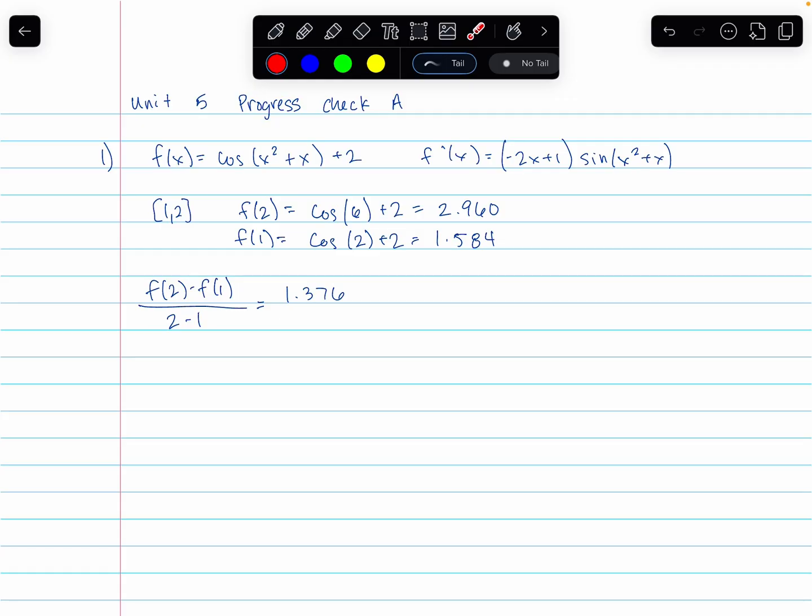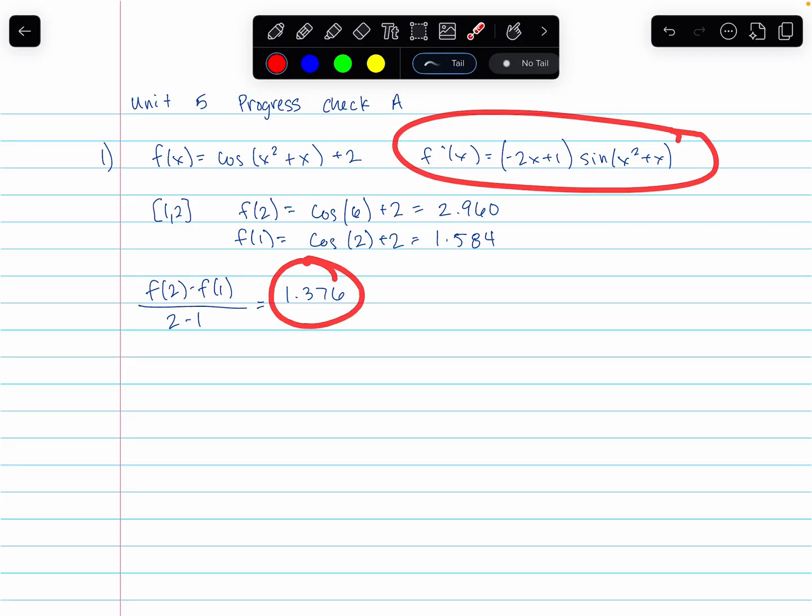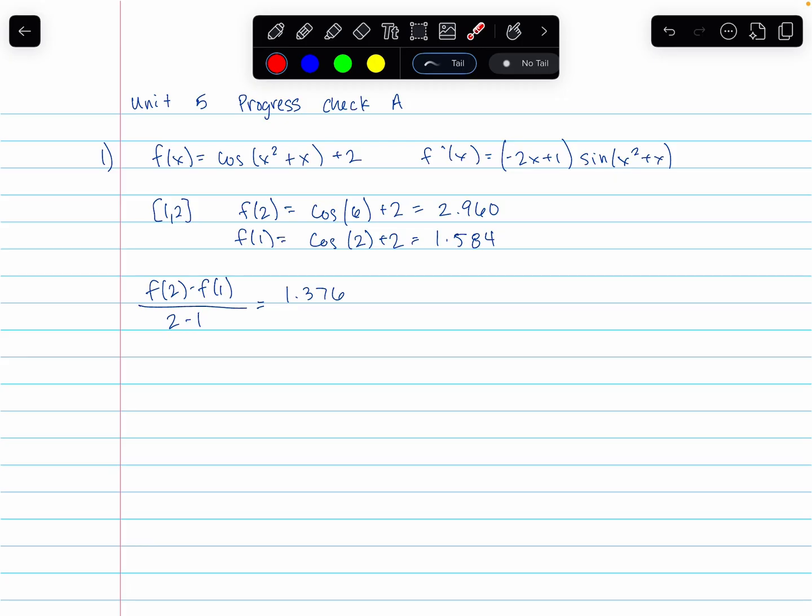Okay, I'm looking at the answers right now. So that's the average rate of change, and it's asking us what value of c. The c value they're referring to is the number in between 1 and 2. So what's the number in between 1 and 2 where f prime is going to be equal to this right here? So I think we're going to graph this, and set it equal to this value. Let me go to my graph.